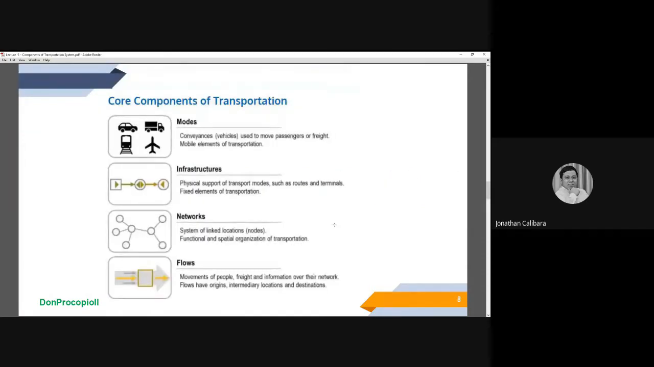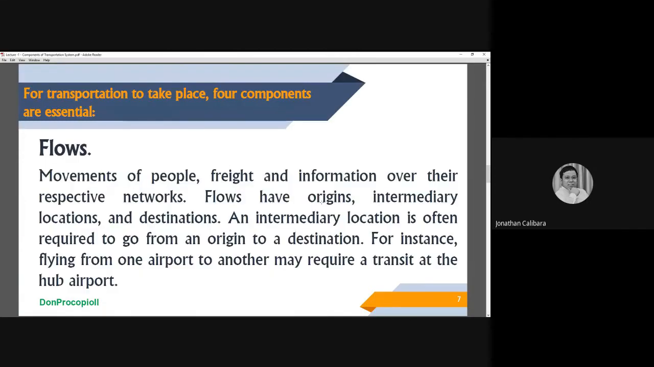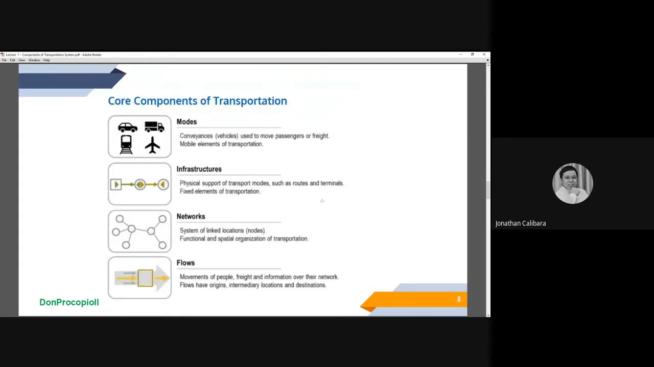So, next is the fourth: modes, which are vehicles too. Infrastructures.